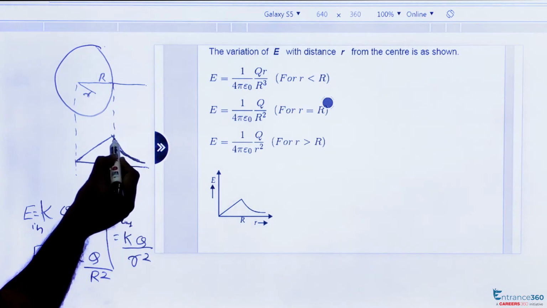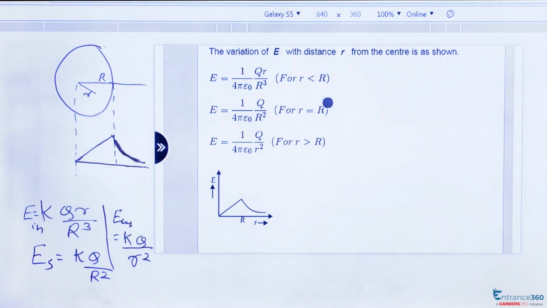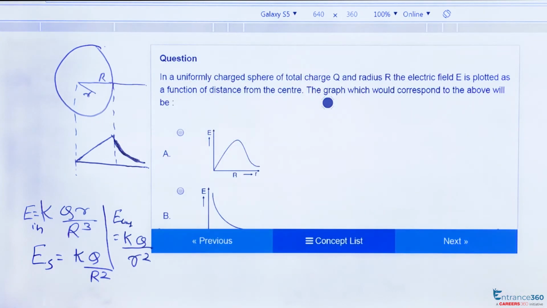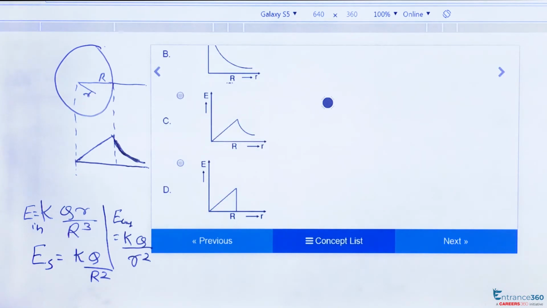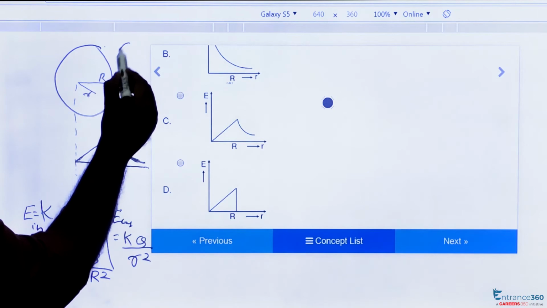So this graph is our option C. So the right answer is C.